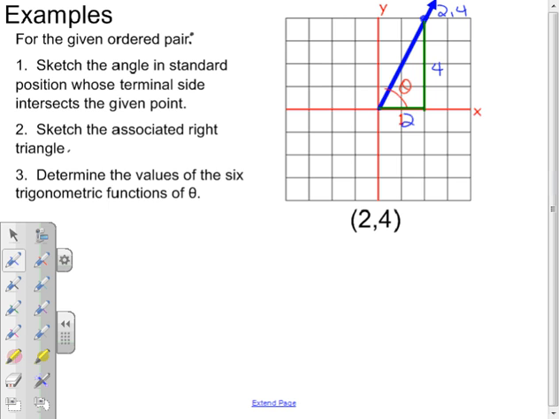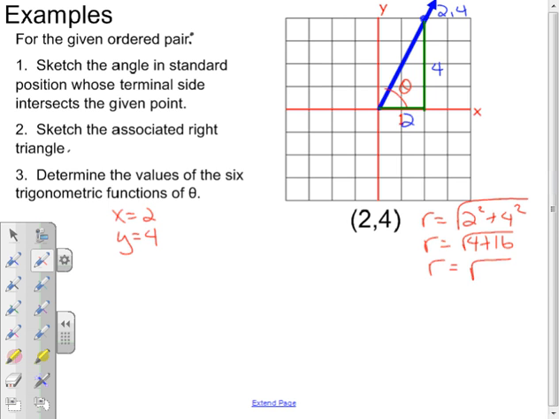So I'll make a little chart that says x equals 2, y equals 4, and then we'll need to compute r, okay? So r will be equal to the square root of 2 squared plus 4 squared, which is the square root of 4 plus 16, which is the square root of 20, which can be simplified by calling it r equals 2 root 5, okay? So we've got that r equals 2 root 5.